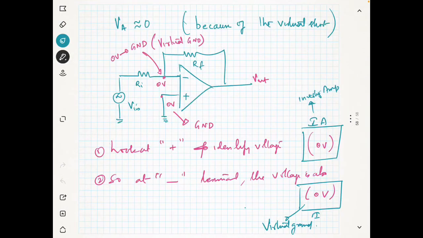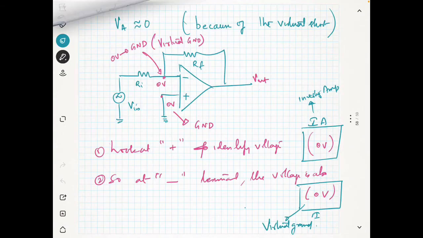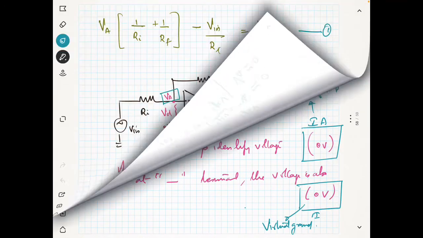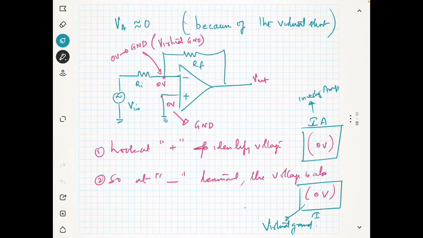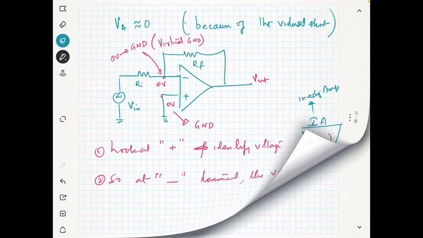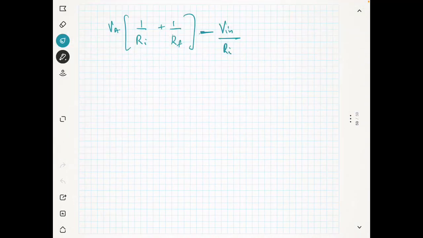Okay, you have the equation: VA into 1 by Ri plus 1 by Rf is equal to minus V in by Ri, is equal to V out by Rf, right?